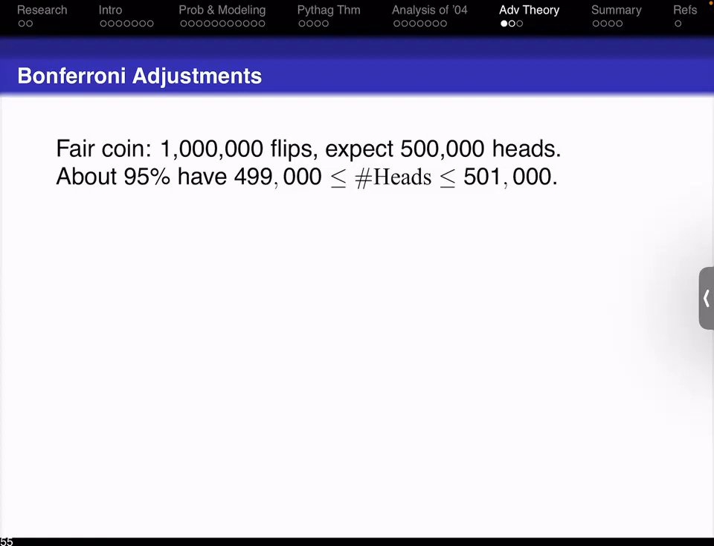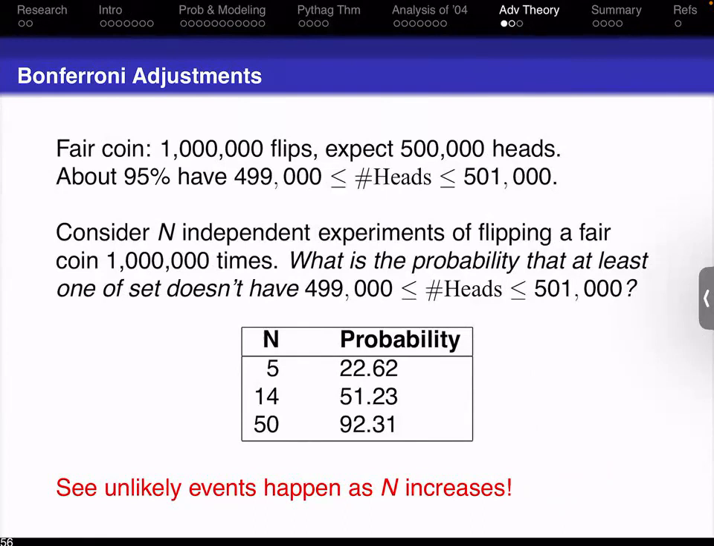So 95% of the time, what does this mean? Well, imagine we do n independent tosses of 1,000,000 coins. Then 95% of the time we'll be within 1,000. But what if we keep doing this? What's the probability that if we did this n times, every single time we're within this band? If I do it five times, this is the probability that at least one time it's outside the band. We have a 22% chance that at least once I'm outside the band. If we do it 14 times, we have a 51% chance that at least one is out of the band. If we do it 50 times, we have over 90% chance that at least once we were outside the band.